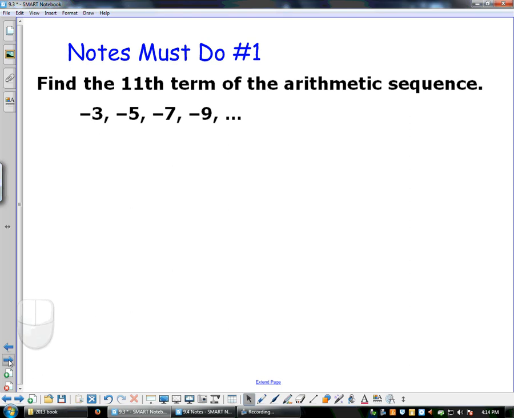This brings us to our first must-do. So you want to find the 11th term of the arithmetic sequence. Again, instead of expanding that sequence and finding the 11th, why don't you try to find what the common difference is and develop that explicit formula. So we're going to use a sub n is equal to a sub 1 plus n minus 1 times your common difference. Okay, so use that to help you find out what it is.